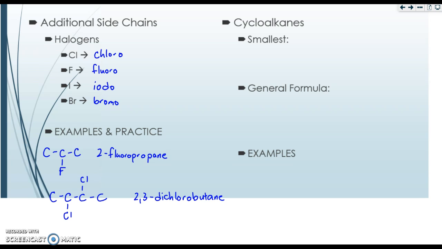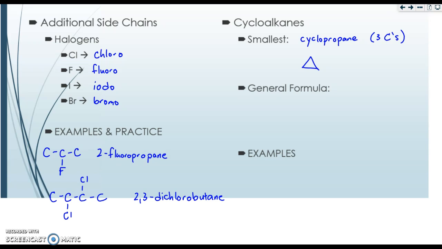Finally, we need to talk about cycloalkanes. They're cyclic, which means they are continuous. They're all connected. The smallest cycloalkane that exists is cyclopropane, which of course will consist of 3 carbons. And it would look like this if it was in a line formula.